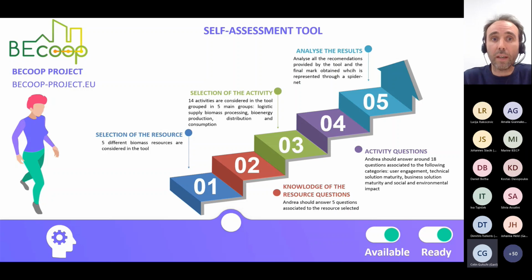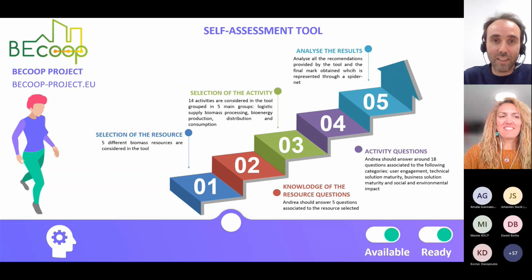And finally, you will obtain the result. You will obtain a mark for all the categories, and also a general mark, the current status. The tool also provides recommendations and links in order to go deeper, mainly in the question or the aspect that you said you don't know about, or you don't have information on. So, well, that's all from my side. I invite you to use the tool.